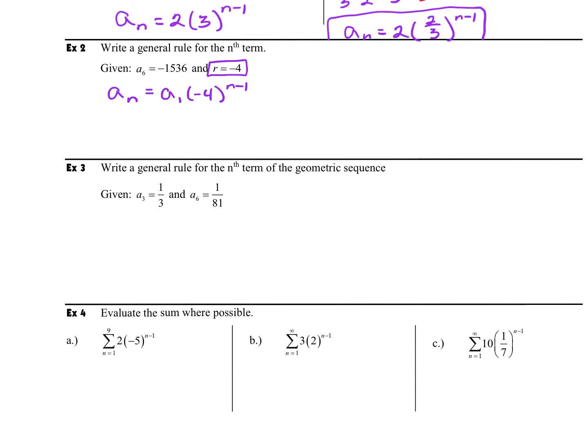and then I can fill in my n minus 1. From here, we're going to use this term that we've got. We know that the sixth term is a -1,536. I still don't know the first term. I do still know that ratio, and now my n value is going to be 6, so I can fill in this 6 minus 1.